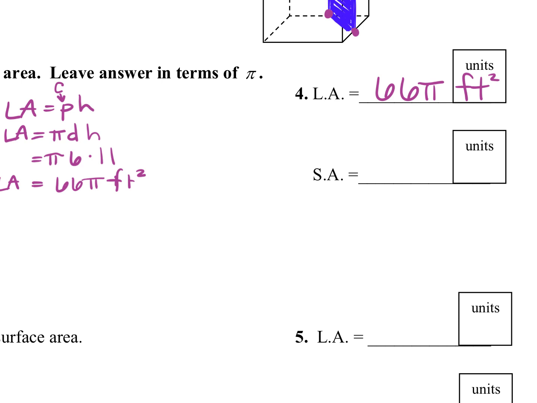One of the things I see done wrong a lot on this quiz is in that units box, people put pi. What's wrong with that? It's not a unit. People see pi as like a variable. Pi is a number, right? So 66 pi is the value. Feet squared are your units. Okay, so keep that straight.